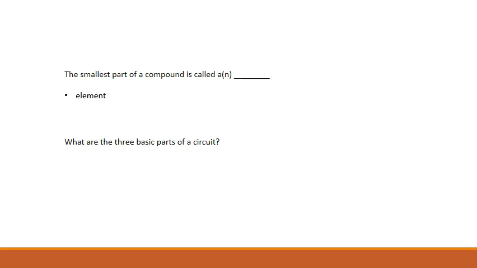What are the three basic parts of a circuit? Source, conductor, and the load. Also, sometimes a switch is included as a basic part of a circuit.